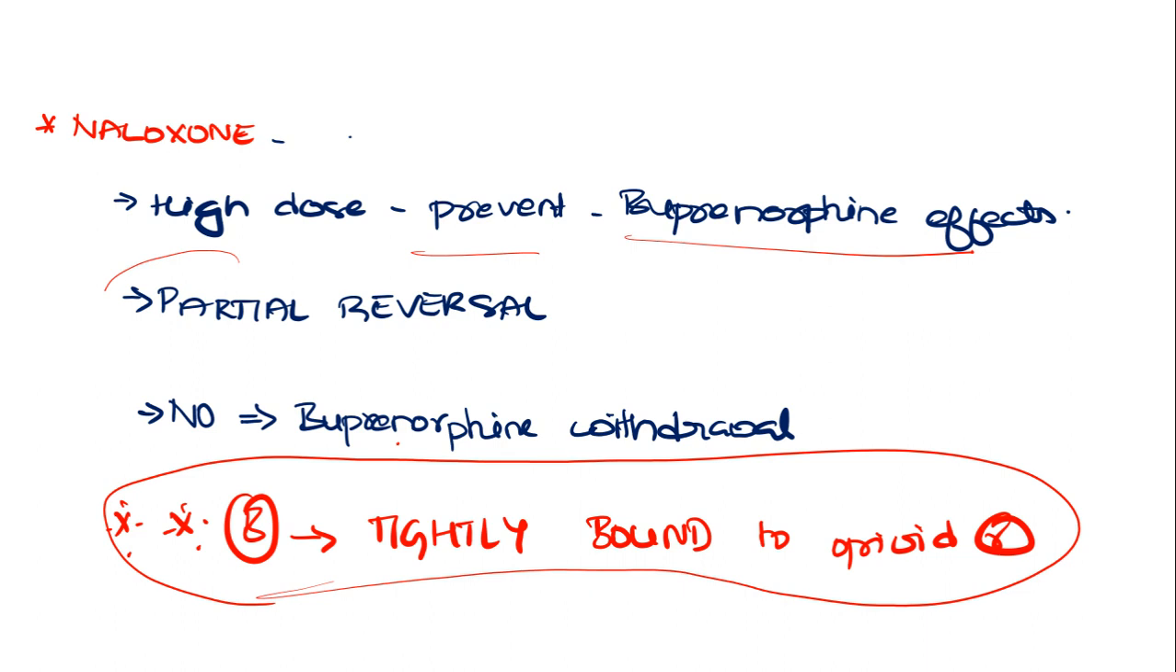And also, when you give naloxone, the dose of naloxone does not precipitate buprenorphine withdrawal. So why does naloxone not precipitate buprenorphine withdrawal? One of the reasons being that buprenorphine is tightly bound to the opioid receptors.